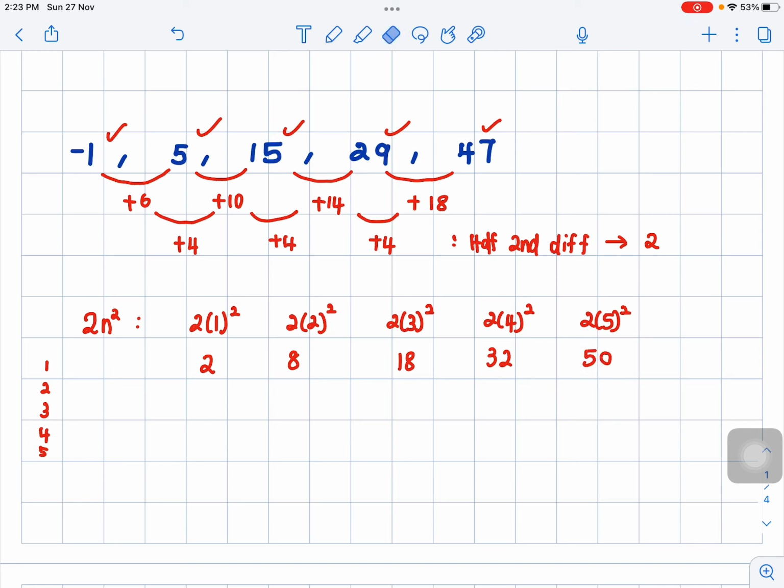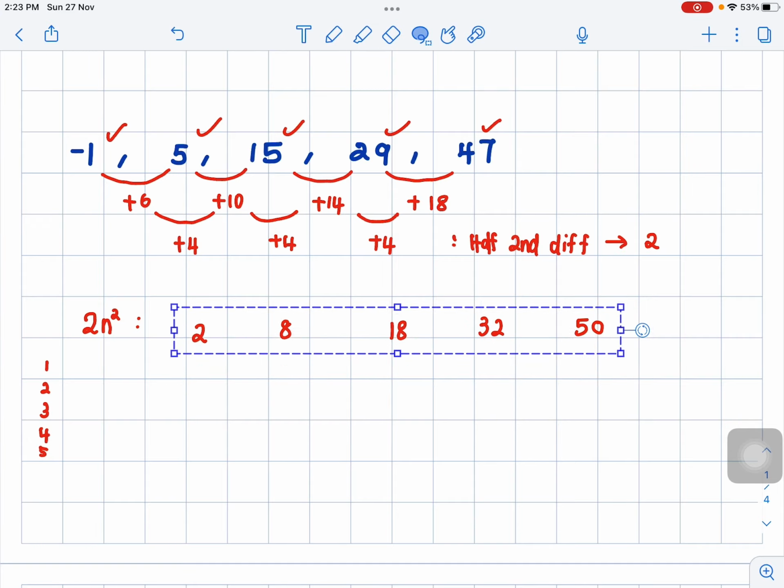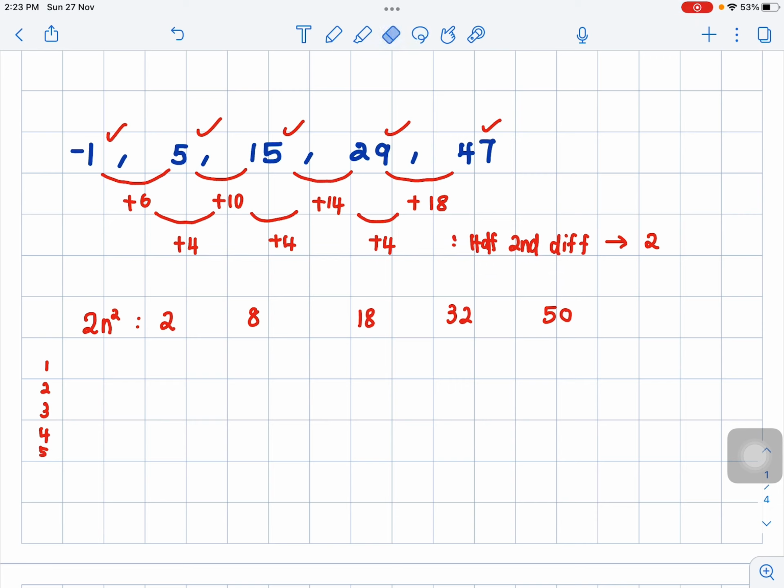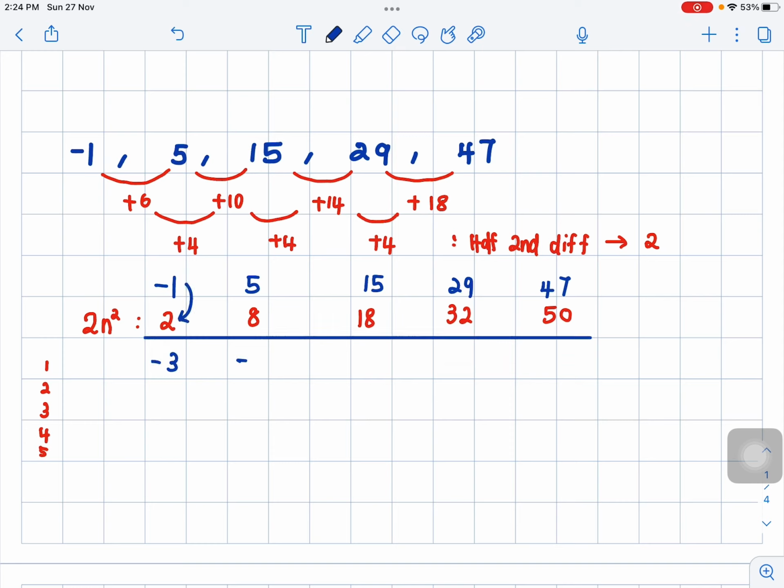Similar to the previous step, I'm going to erase this. In order to make the formatting a little easy, once I'm done with this, I will take all my terms in the question. So I have negative 1. I'm going to write it on top here. 5, 15, 29, 47. What do we do now? We find the difference. What is the difference? Minus 3. Is it the same for all? If it is the same for all, then it is very easy for you. You can quickly write nth term is equal to 2n squared minus 3.